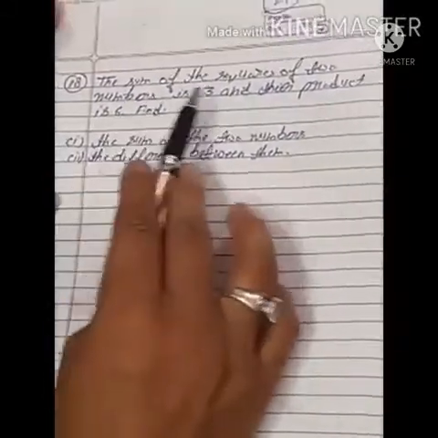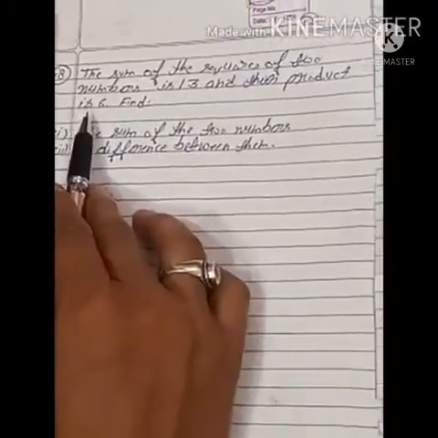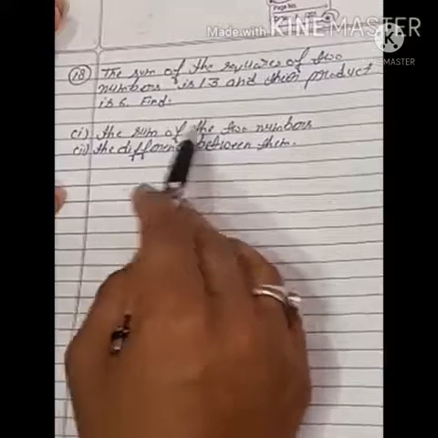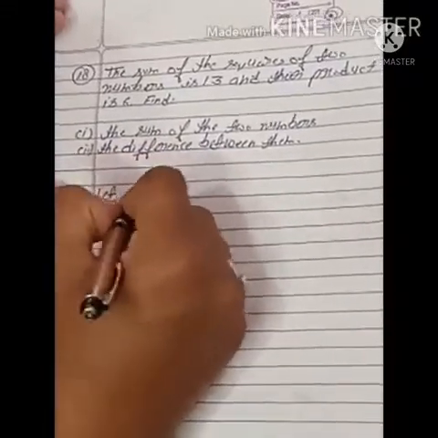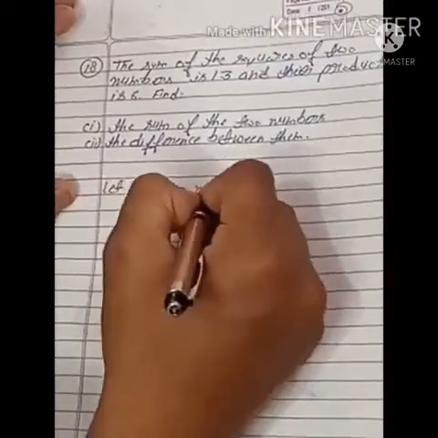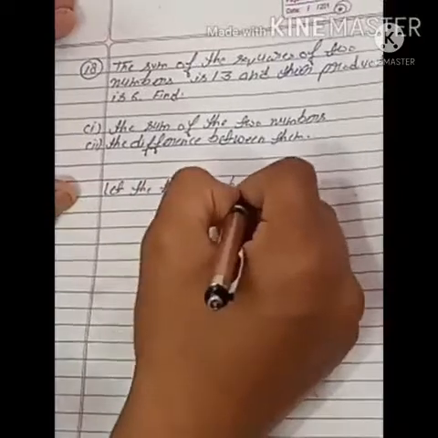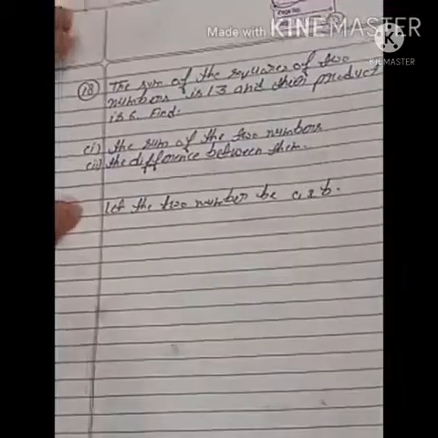Now students, see 18 sum. The sum of the squares of two numbers is 13 and their product is 6. Find the sum of the two numbers, the difference between them. So we can let the two numbers be a and b.